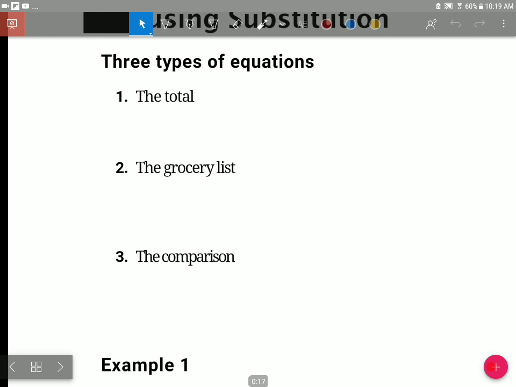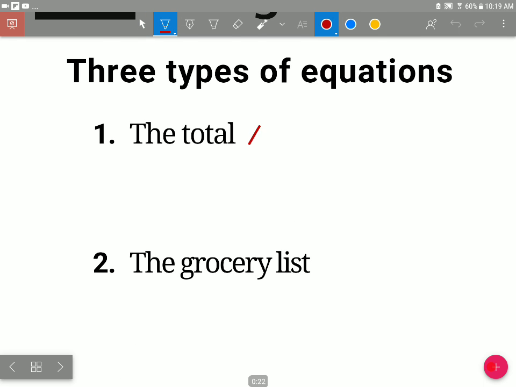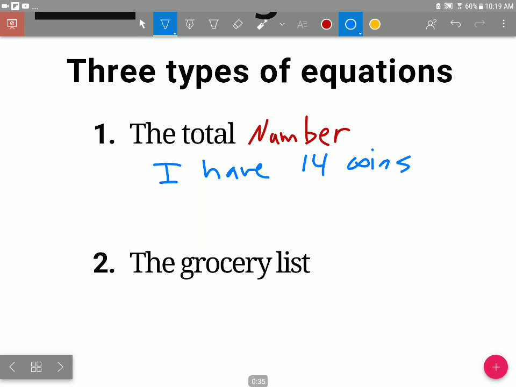There are really three types of equations that you get out of the word problems. You have a total, and I'm going to call them the total number. So let's say I have 14 coins. That's telling you how many coins you have. If we take the number of quarters plus the number of nickels, it would equal a total of 14 because I have 14 total. Now, in the problem I would tell you I only have quarters and nickels and that sort of thing, but those are the easiest ones to grab.